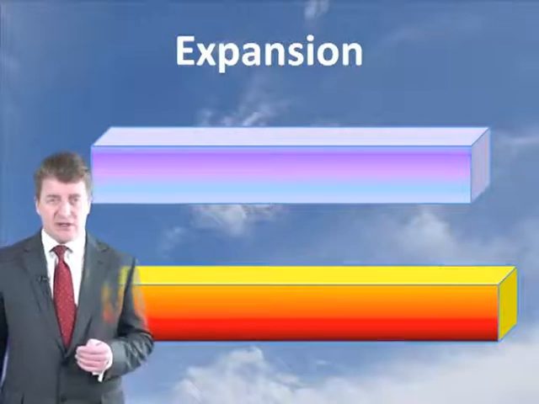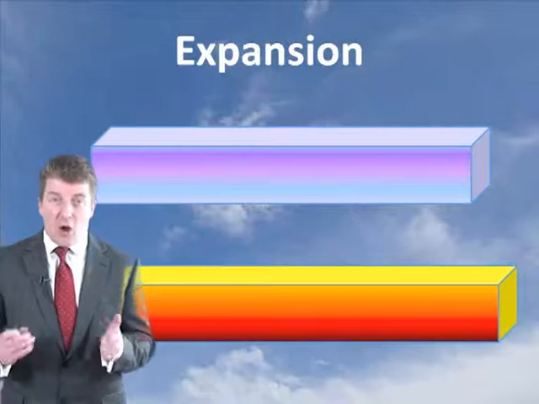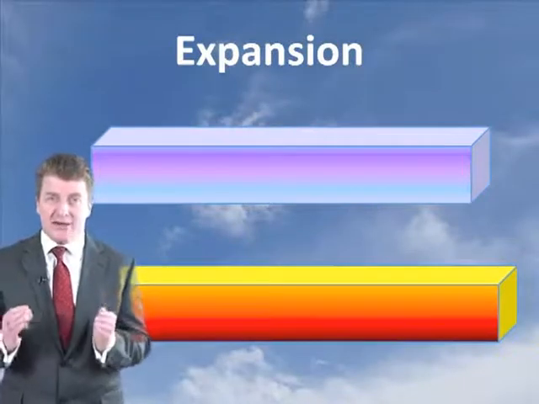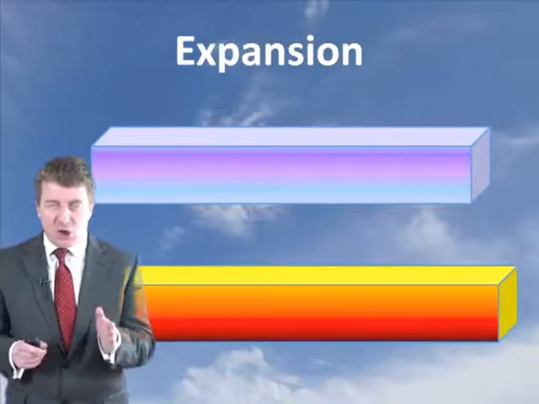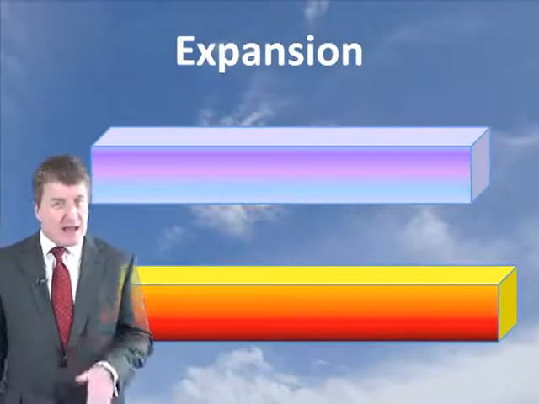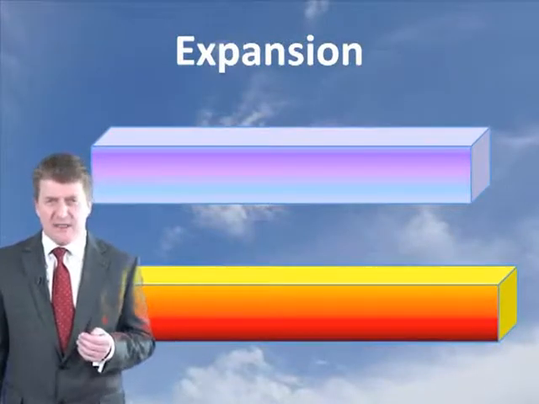The next issue I want to discuss is expansion. Now, when heated, all substances will expand, albeit at different rates. And when cooled, they will all contract. The rate at which they do this is called the coefficient of expansion. Metals will generally have a larger coefficient of expansion than other materials.